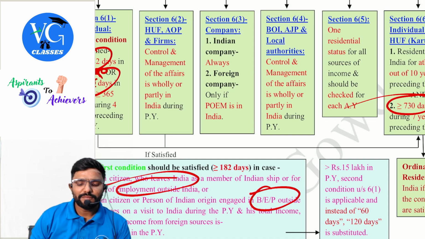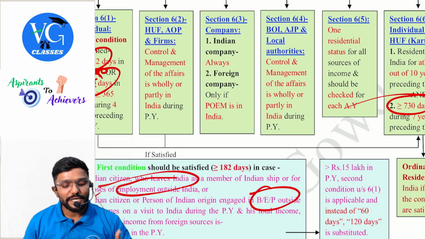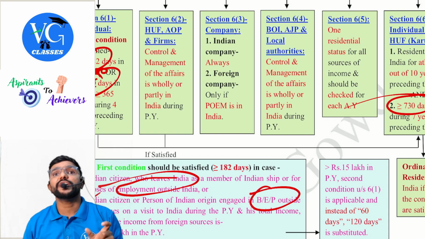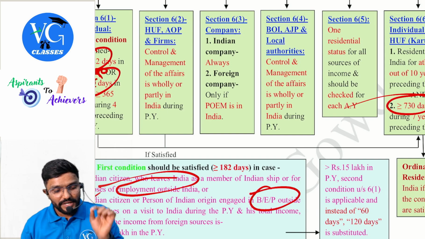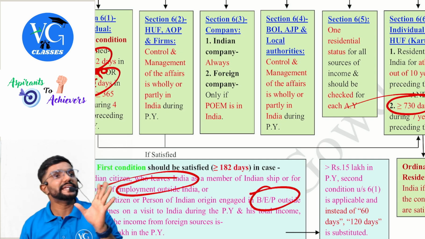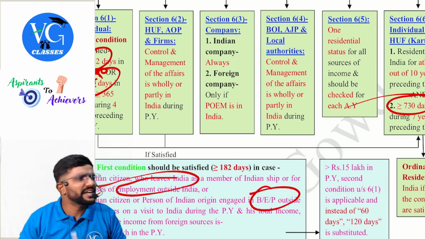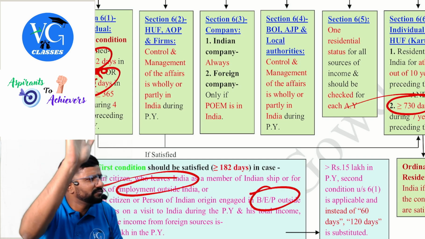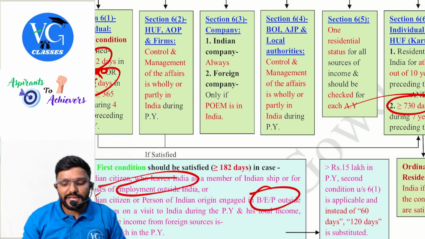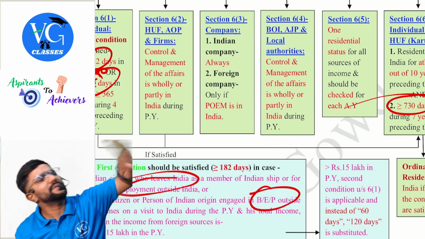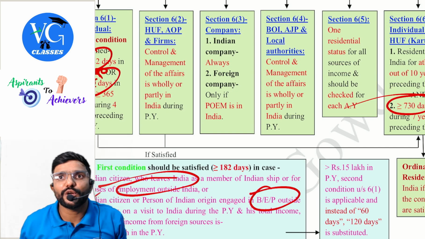So AJP means artificial juridical person. For them, I am covering it together because the criteria is the same, guys. If the control and management of the business affairs is wholly or partly in India, they are considered to be resident in India. Only or partly, even if one decision is taken in India is enough. Here decision means policy decisions. So both cases are the same, guys. Sir, what if it is completely outside India? They are non-resident.